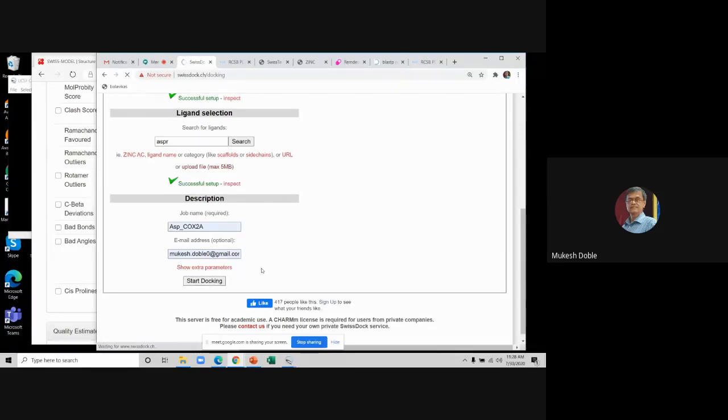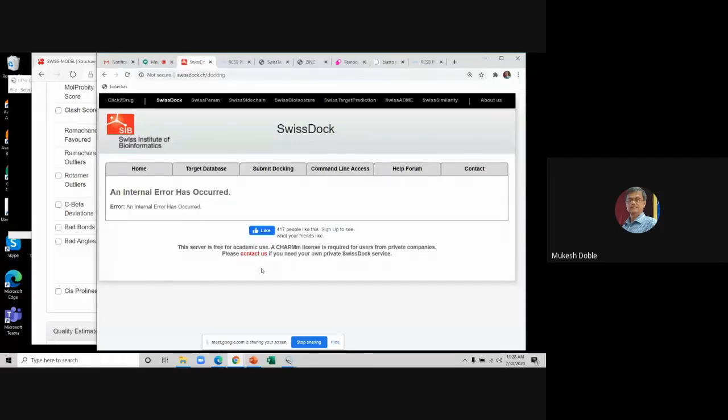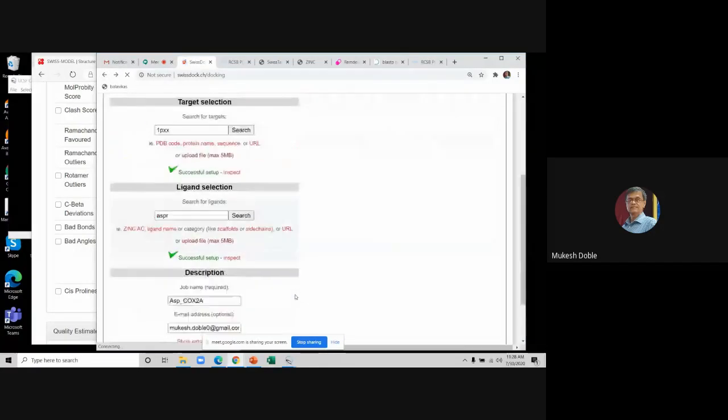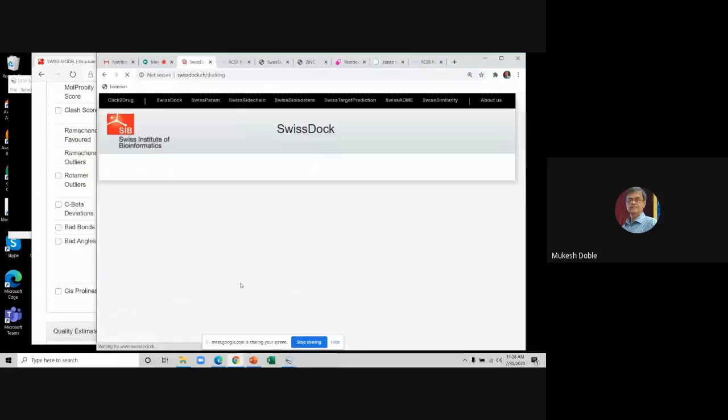It will take some time. I've done this docking, so I will show you. Okay, an internal error. So let us redo the whole thing. Luckily, I have done this docking. Start docking.